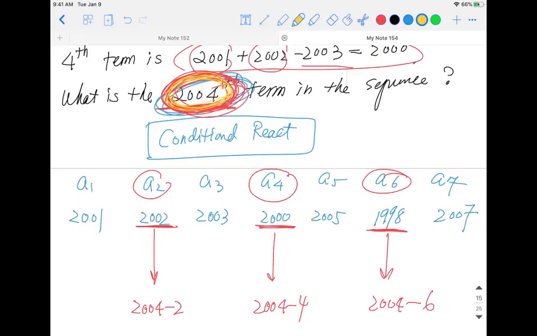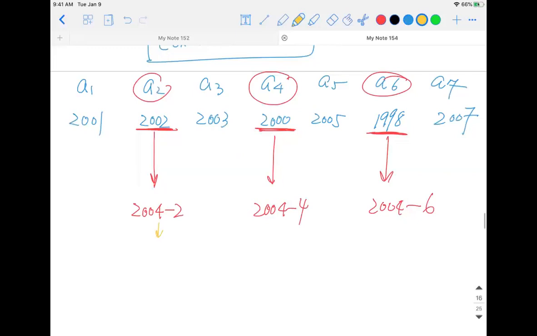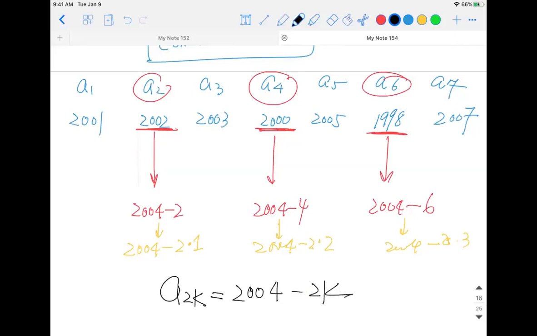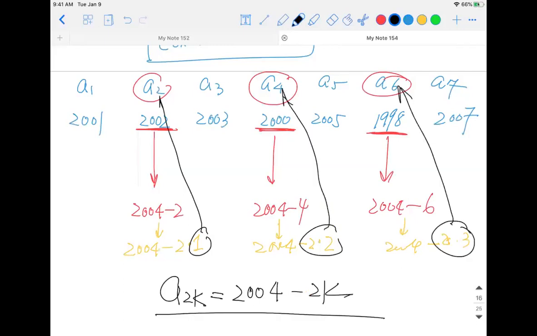So that being said, 2004 minus 2 times 1. 2004 minus 2 times 2. 2004 minus 2 times 3. So all the A2K will be written as 2004 minus 2K. Is that right? This 1 is here. This 2 is here. This 3 is here. So A2K will be written as 2004 minus 2K.